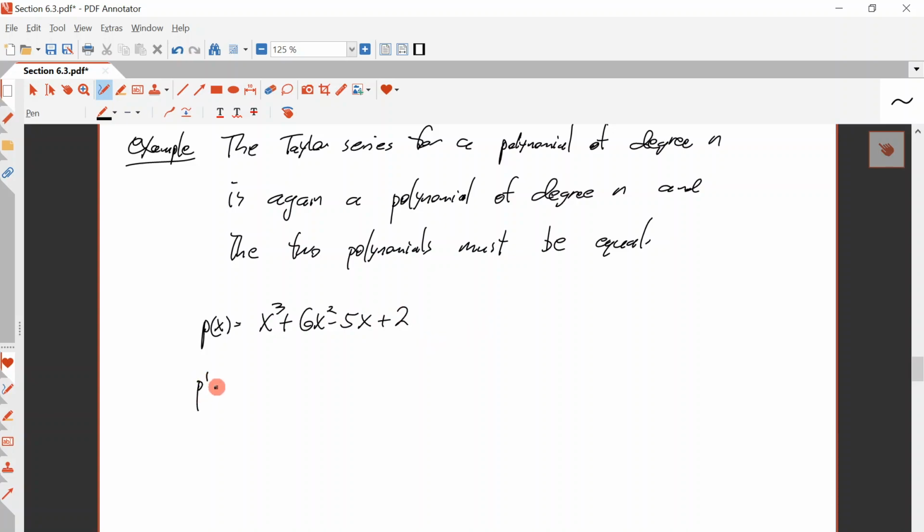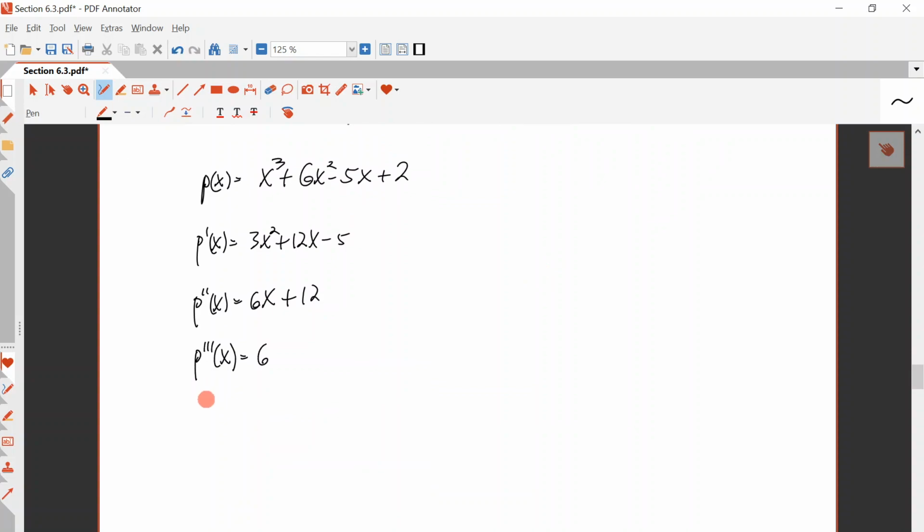So p prime is 3x squared plus 12x minus 5. P double prime is 6x plus 12. P triple prime is 6. And then the fourth derivative and higher is just 0. Fourth derivative, fifth derivative, and so on and so forth.